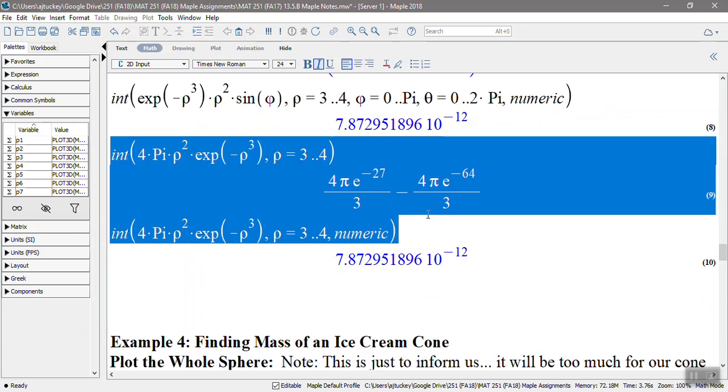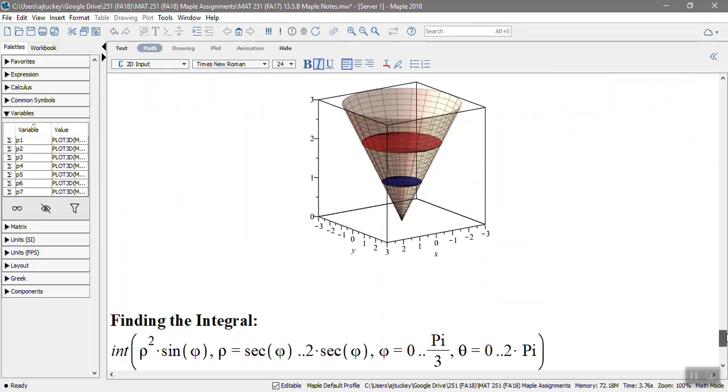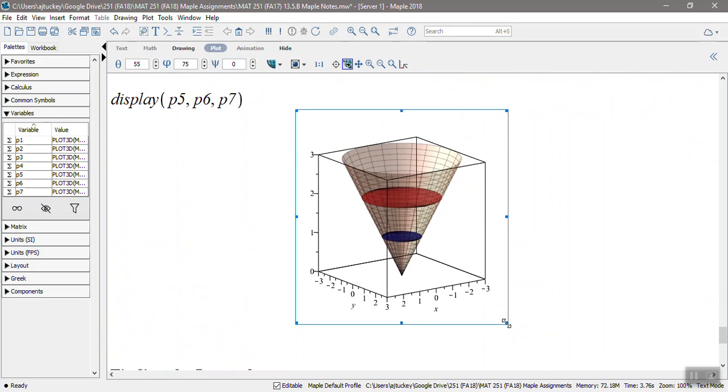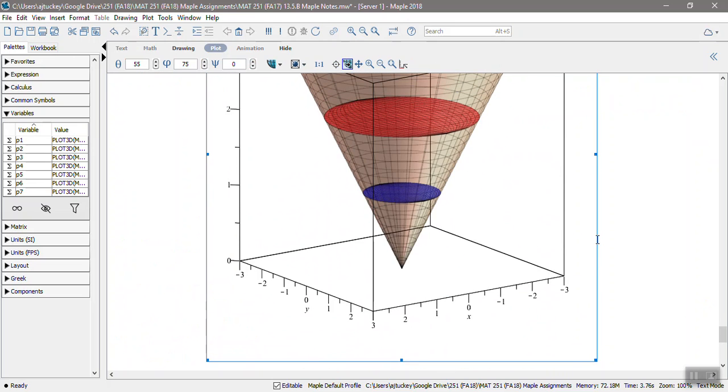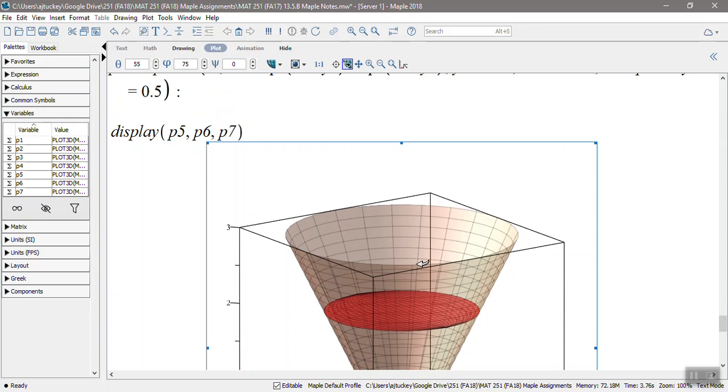So let me show you the graph of this because it's kind of interesting. That's the example in between with the ice cream cone. There it is. Okay, so we have a cone right here, which is kind of that bigger gray cone, and we have the planes at z equals 1 and z equals 2.